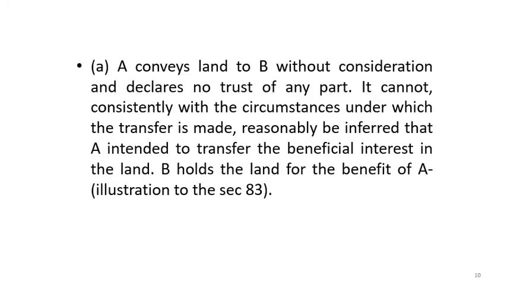Now we will see the illustrations given to section 83 of the Trusts Ordinance. A conveys the land to B without consideration, and declares no trust of any part. If it cannot, consistently with the circumstances under which the transfer is made, reasonably be inferred that A intended to transfer the beneficial interest in the land, then B holds the land for the benefit of A.